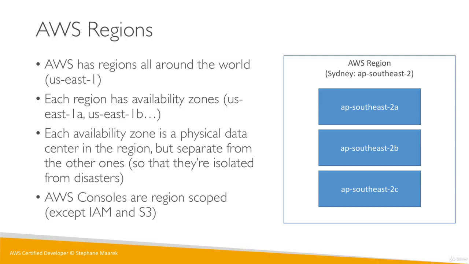Each AWS console is now region scoped, except IAM and S3. So basically when we go into the AWS UI, as you'll see in a second, you will be scoped to a region. What that means is that when you make changes or perform actions, you will perform them in that specific region. Now the AZs themselves are a subset of the region, but they're not shown in the console.